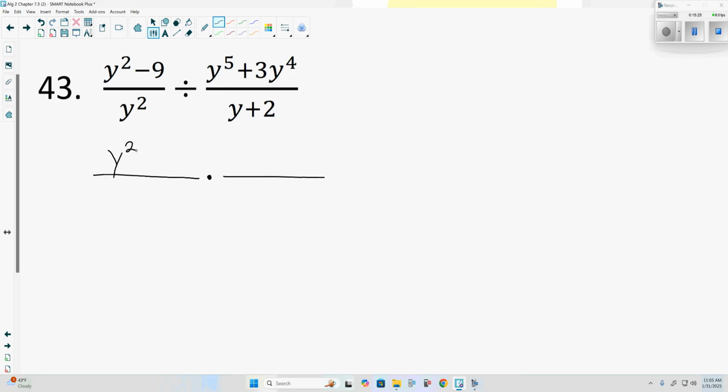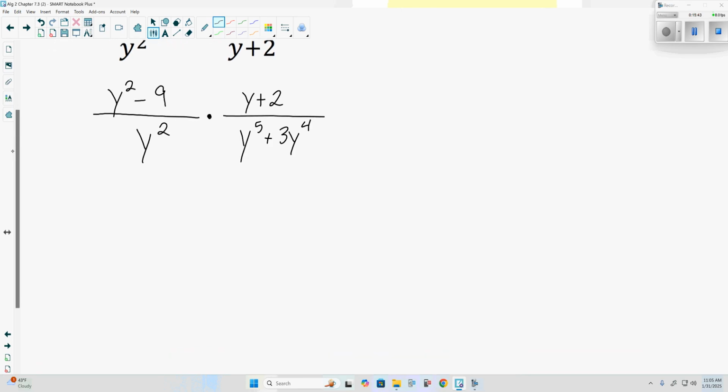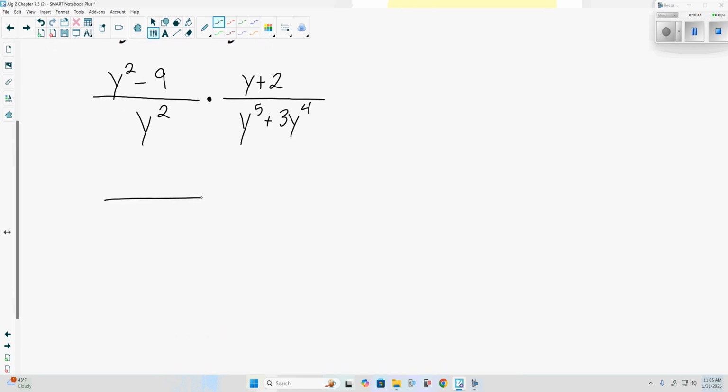Keep y squared minus 9 over y squared. We change it from division to multiplication, and then we flip it, giving us y plus 2 over y to the 5th plus 3y to the 4th. Y squared minus 9 is indeed a difference of perfect squares: y plus 3 and y minus 3, or y minus 3 and y plus 3. The order in which we put those doesn't really matter.